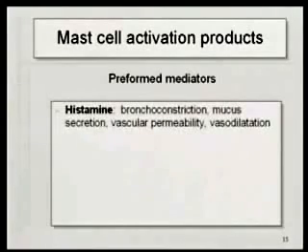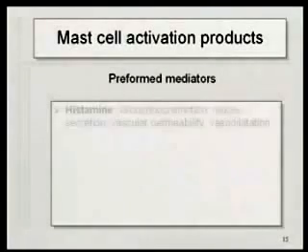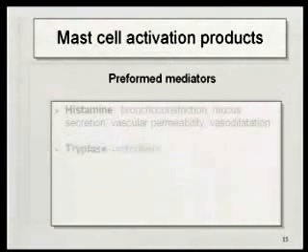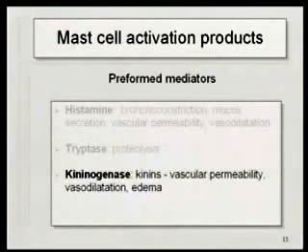Preformed mediators I've already explained to you. Histamine causes bronchoconstriction, mucus secretion, vascular permeability, and vasodilatation. And from your physiology, histology and gross anatomy, you know why they cause bronchial tubes to constrict, whereas their muscular cell arrangement is somewhat different. So in one case there's constriction, in the other case dilatation. Okay, tryptase is proteolysis. So locally there is damage of the proteins in cells as well as extracellular matrix proteins. Kininogen converts to kinin, causes vascular permeability, and again vasodilation and edema.